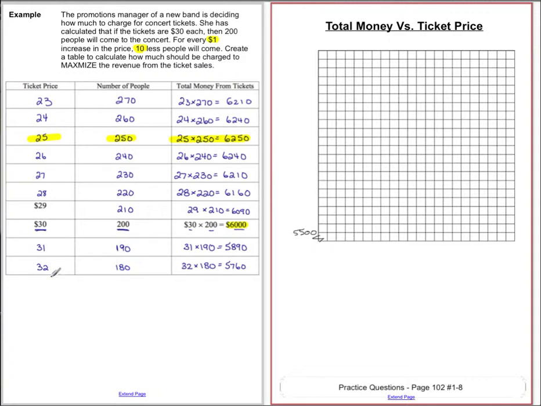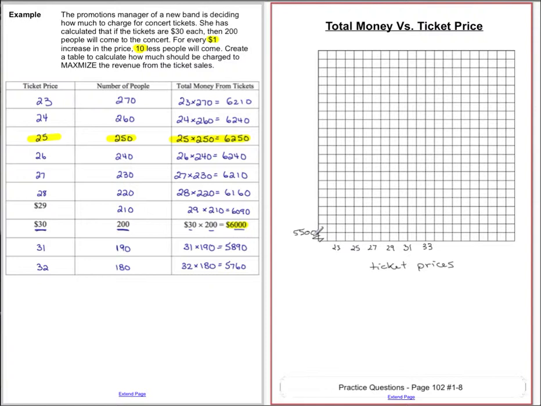And along the bottom, we're going from 23 to 32. So I can probably do each one of those starting at 23. So we'll start here at 23. That's 24, then 25, 26, 27. Notice I'm not writing on every single line. That will make this far too cluttered. 28, 29, 30, 31, 32, 33. And that's all we really need on here. Now I'm going to label that. This is ticket prices.